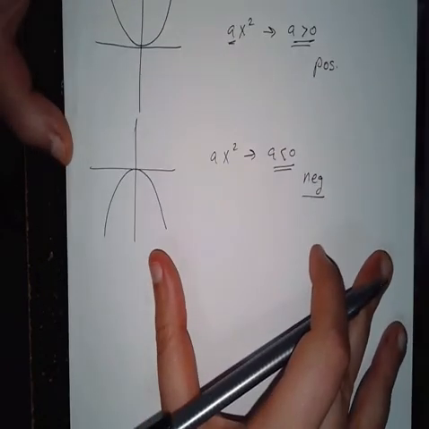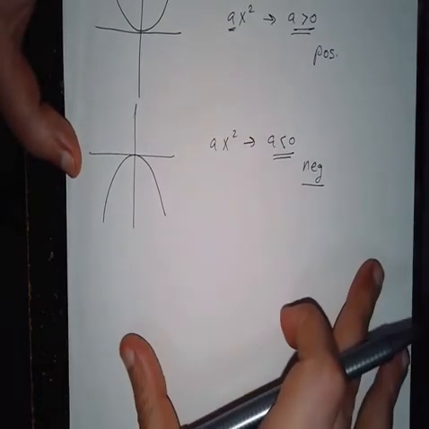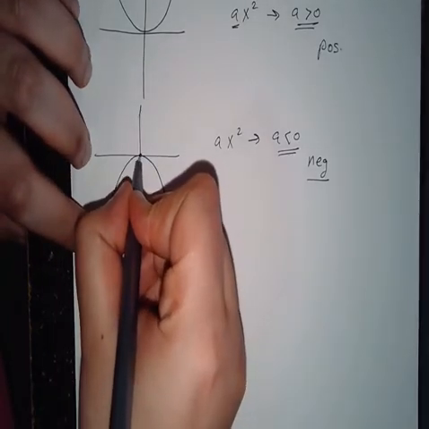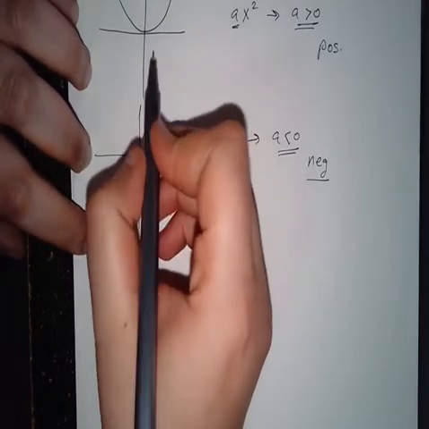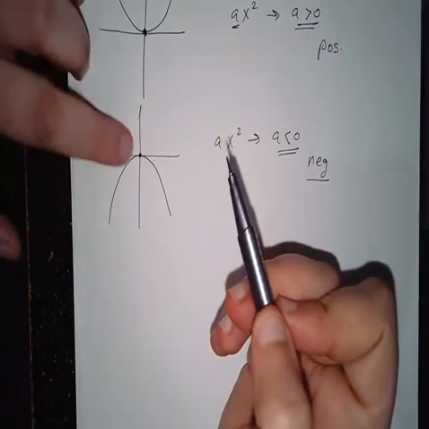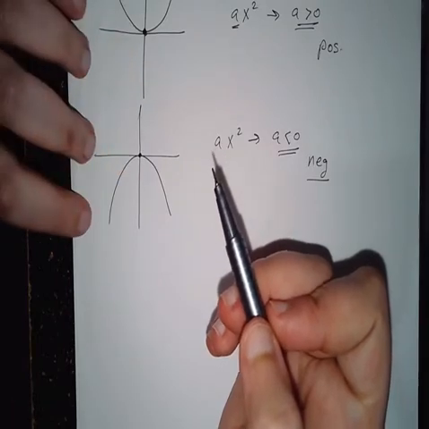Now, from this, I want you guys to recognize what a vertex is. This point right here and this point right here, which is basically the center of the bowl. These 2 points are considered the vertex.